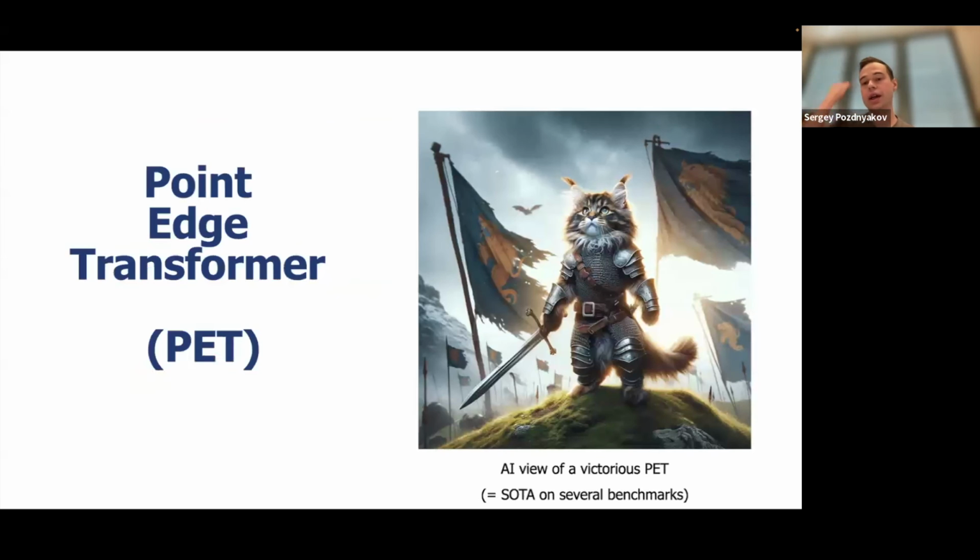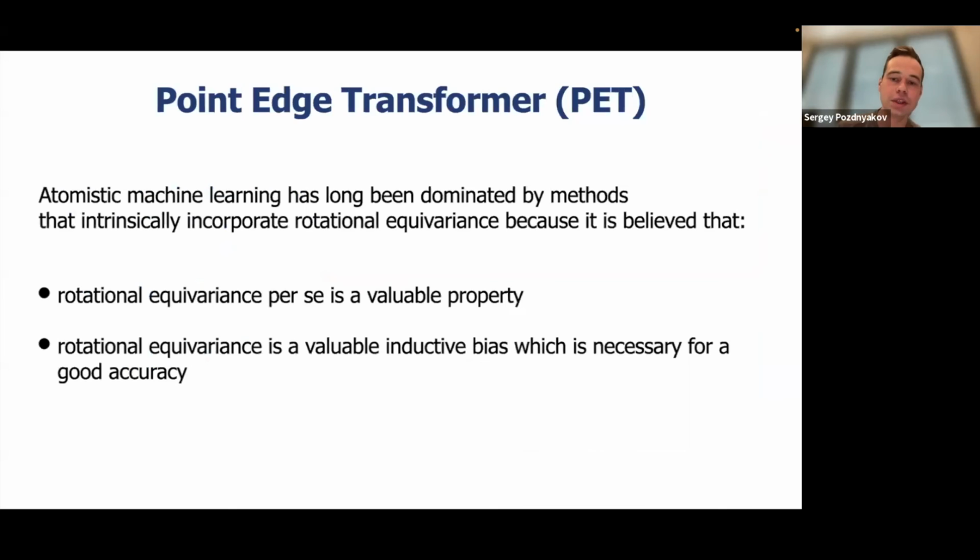So now I can go to the second part of my talk. Actually, it will be quite short, I promise. This is about our unconstrained neural network, the Point Edge Transformer. Before I actually proceed to this part, let's take a step back and think about the situation from a very general point of view.